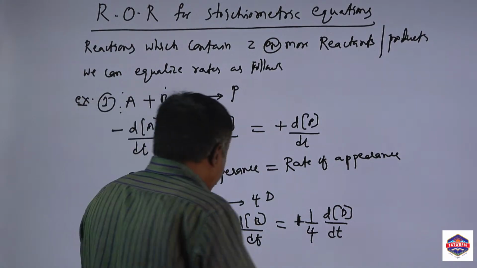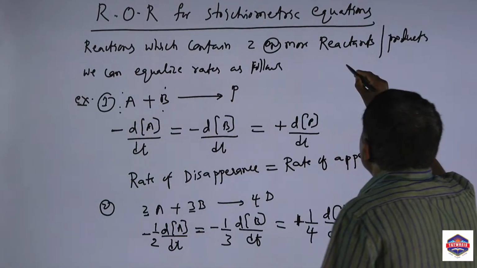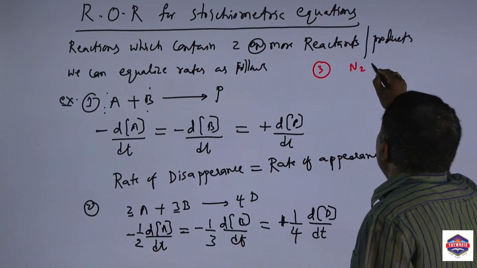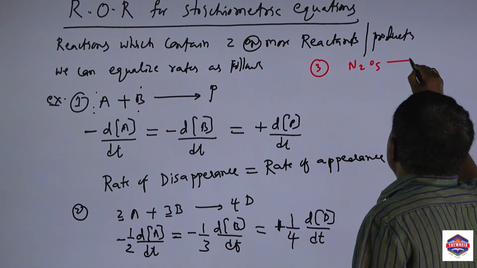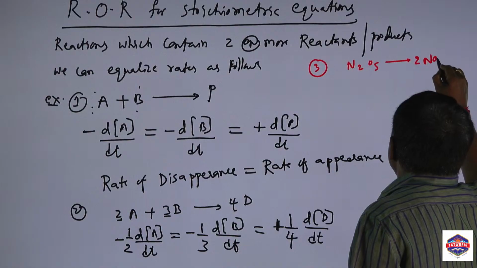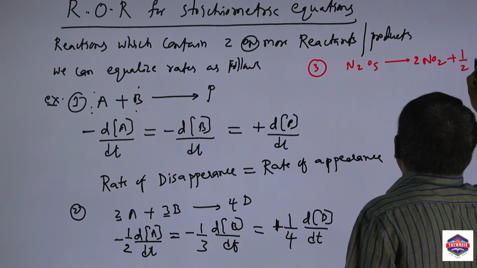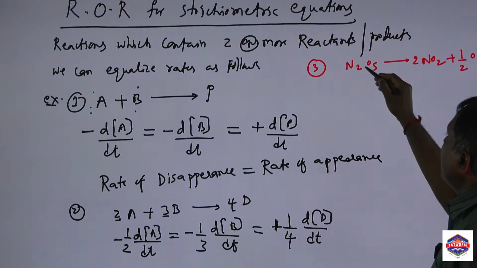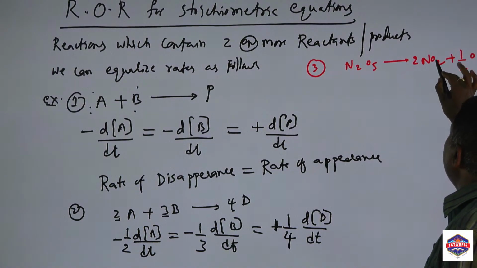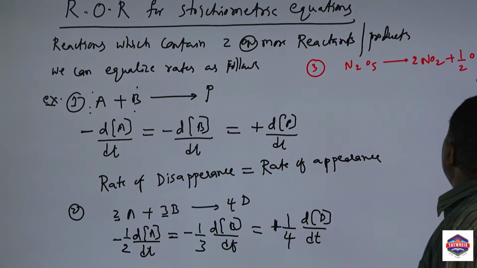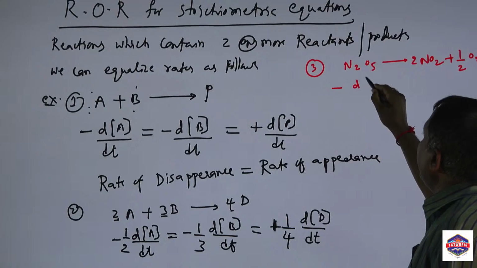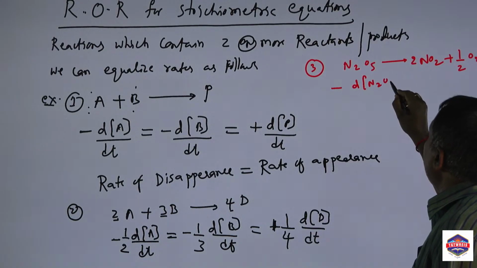Suppose you take one chemical reaction, the decomposition of N2O5, which gives 2 moles of NO2 and half a mole of O2. For this reaction, how can we equalize the rates? N2O5 is the reactant, 2NO2 is a product and half O2 is also a product. Therefore, the rate of N2O5 is minus dN2O5 by dt.